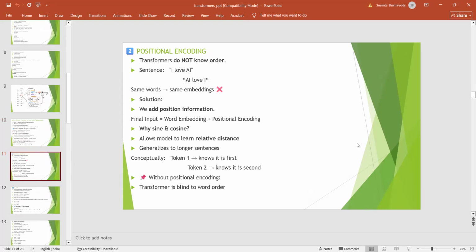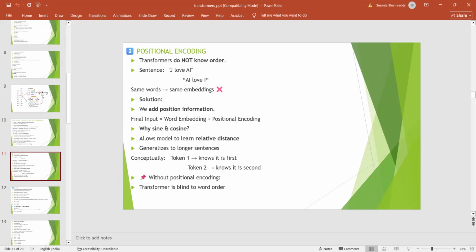So positional encoding means the transformers don't know the order. For example, I have taken a sentence, I love AI, and it will be written like AI love I. So it's not right, right? These are the same words, but will these two have the same embeddings? No, it won't have the same embeddings. So it will return the wrong input, wrong output, right?